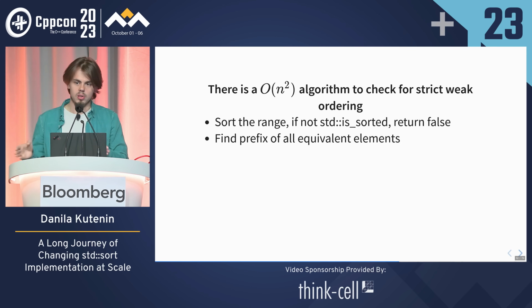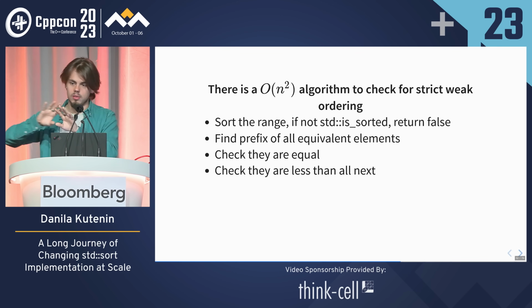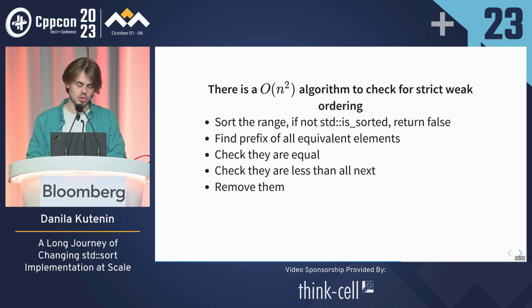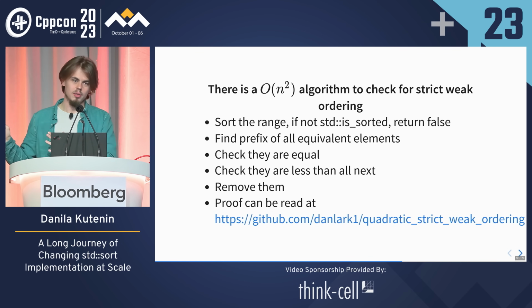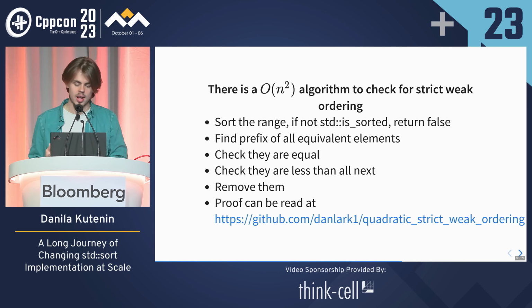Then find the prefix of all equal elements. So just compare your first element with the next one, until you find something that's bigger. Check that these elements are equal among each other. Check that they are less than all that remain, and just remove them. It's not very obvious why it works. You can read the proof by the link above. But it works. So still, we have a squared algorithm for checking strict weak ordering.